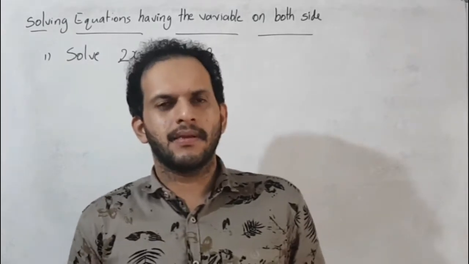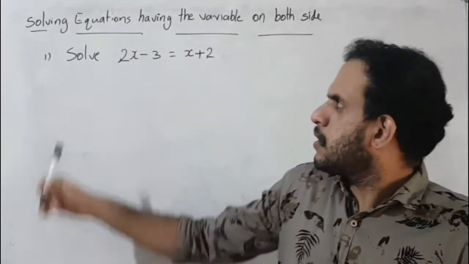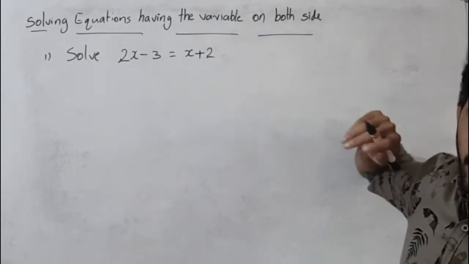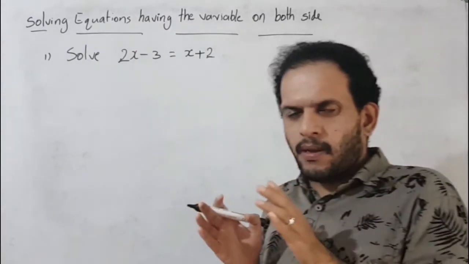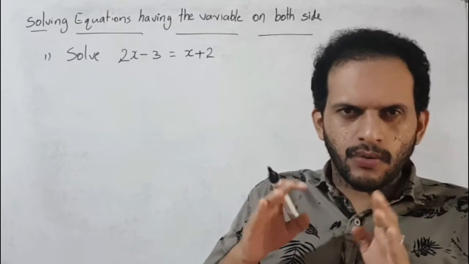Next, we are discussing the second part of the chapter: solving equations having the variables on both sides. First we discussed the part where we make an equation and we solve the equation.